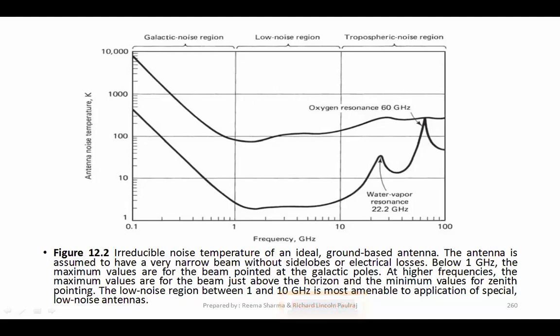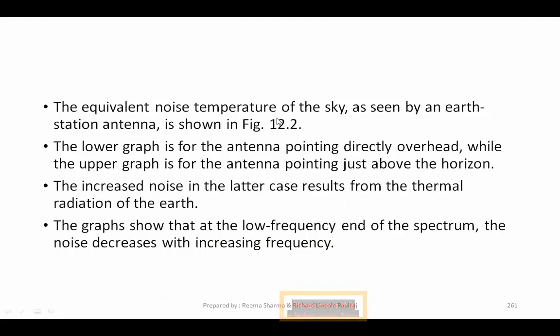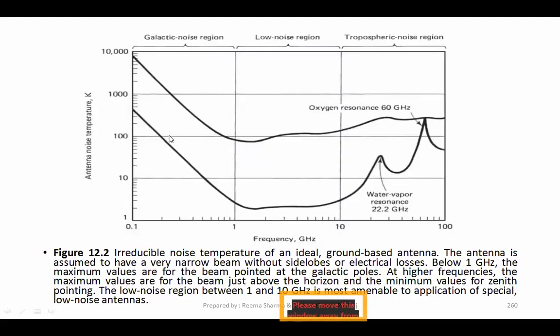So as the distance or travel of the signal changes, your losses in the form of temperature also do vary. The low noise region is between 1 to 10 gigahertz and is the most amenable to application of special low noise amplifiers. So in this region, we will actually design LNAs, low noise amplifiers. The equivalent noise temperature of the sky as seen by the Earth station antenna is shown in this figure.